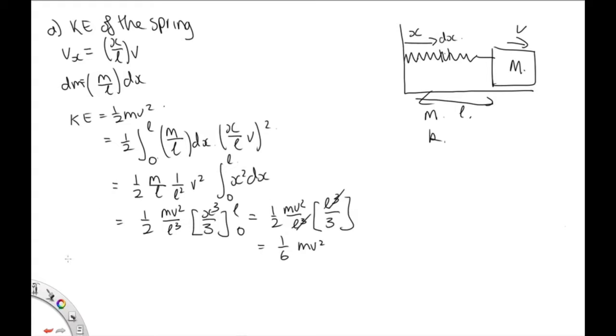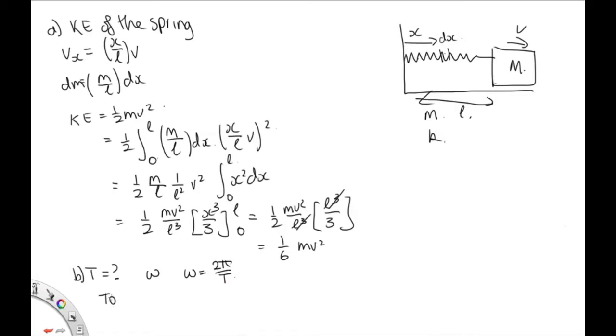For part B, we're asked to find the period for oscillations. What we'll need to do is work out omega, and then we know omega is equal to 2 pi on T. And so from omega we can work out the period.